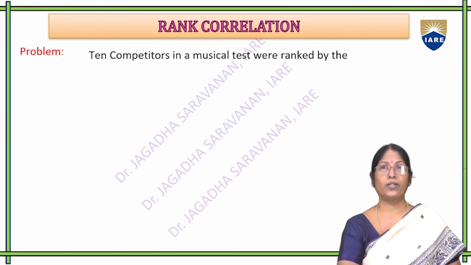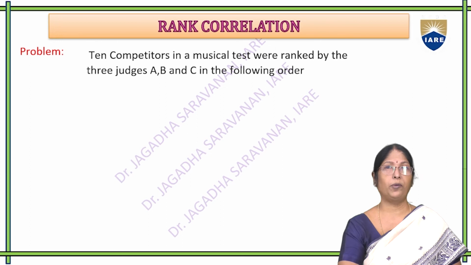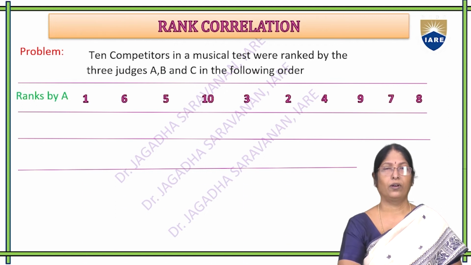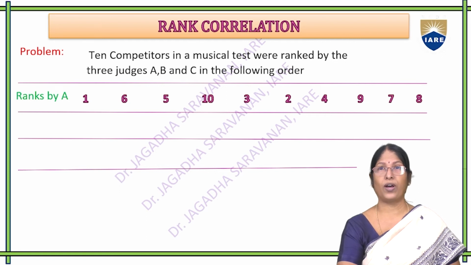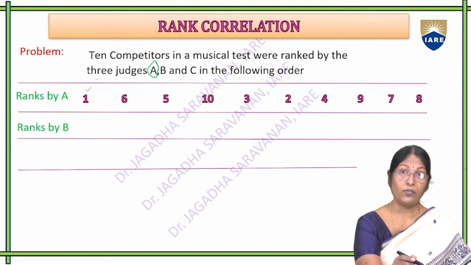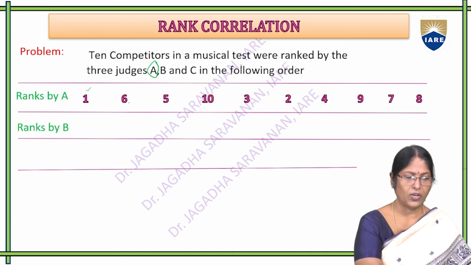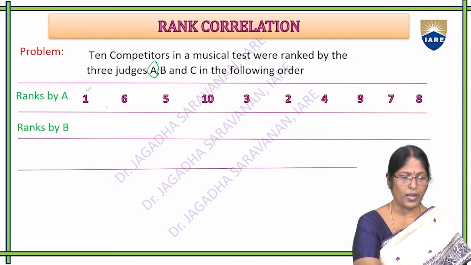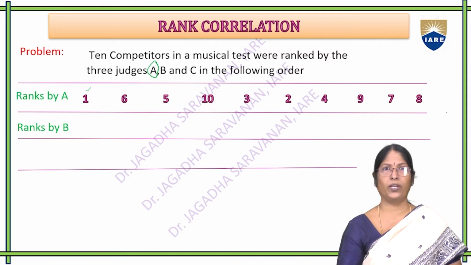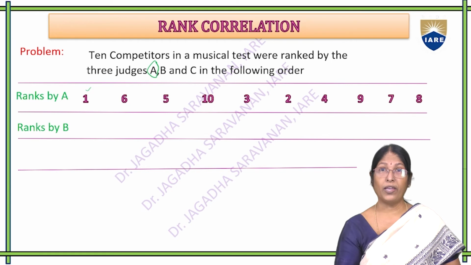10 competitors in a musical test were ranked by the 3 judges A, B and C in the following order. Here we can see ranks by A, the 10 data which are given: 1, 6, 5, 10, 3, 2, 4, 9, 7 and 8. The 10 students participated in the musical test. Judge A gave the first student rank 1, the second student 6th position, third student 5th position, fourth student 10th position, fifth student 3rd position, and this student 2nd position, like that. The 10 students were given the result by our judge A.